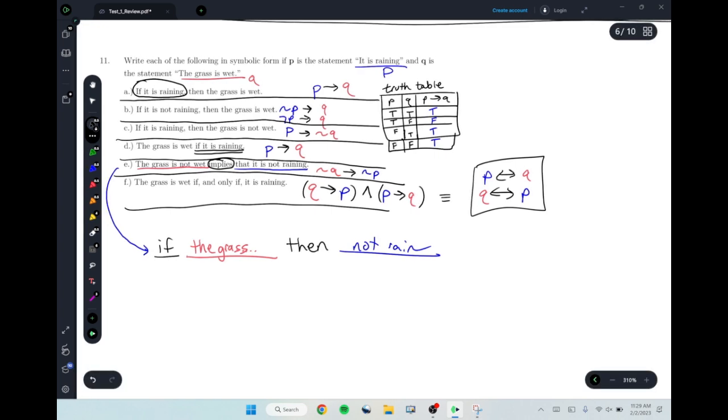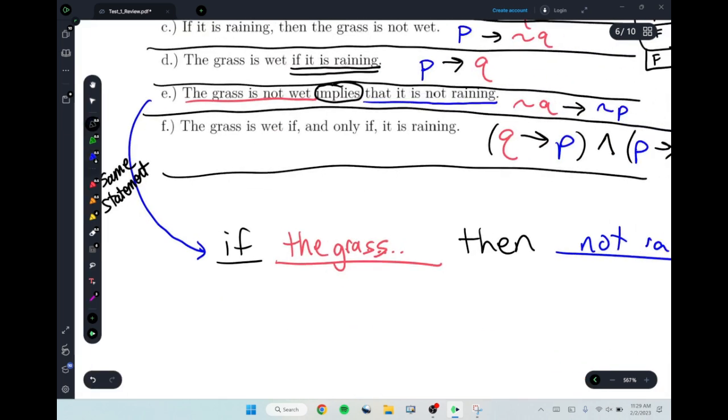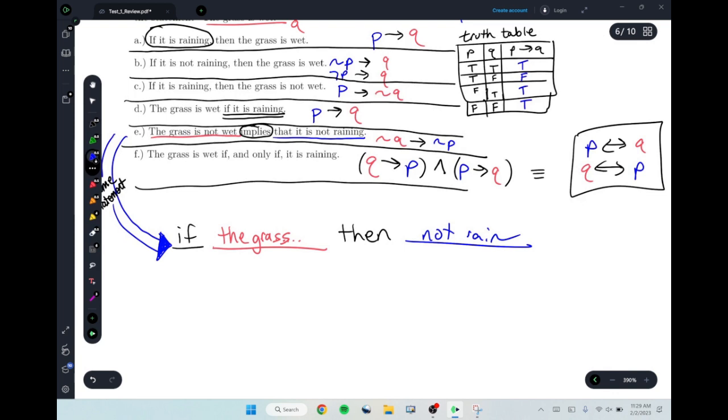I'm going to write this over here. Same statement. All right, what else we got?